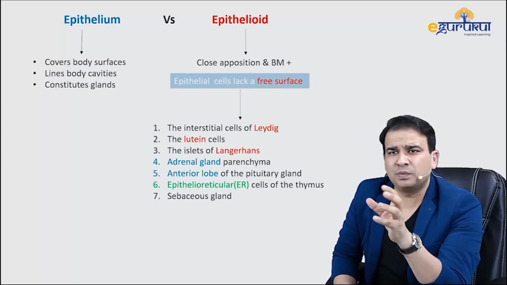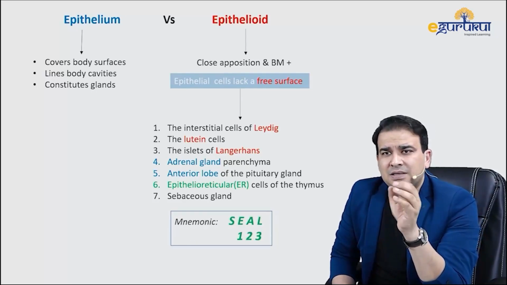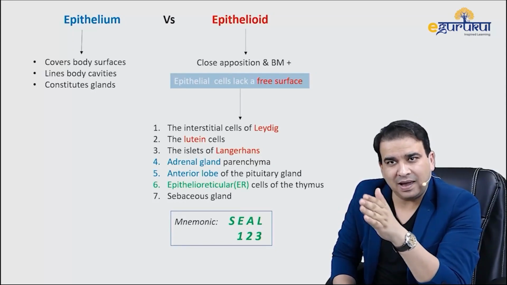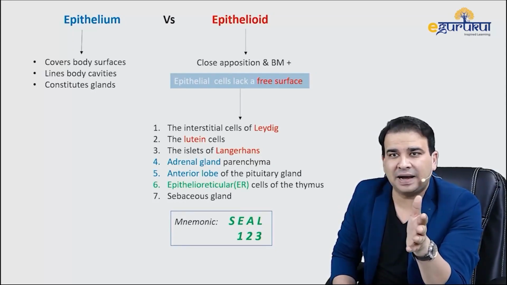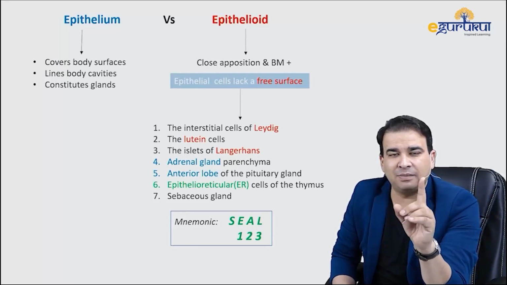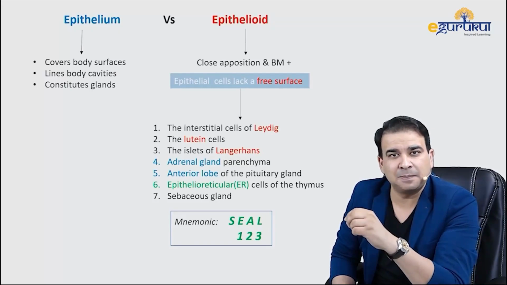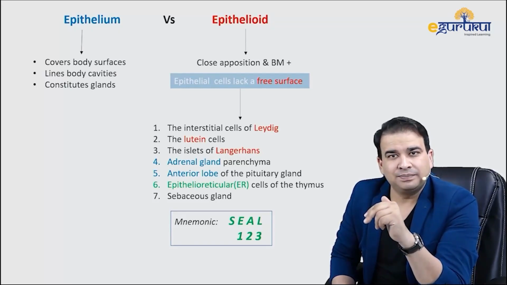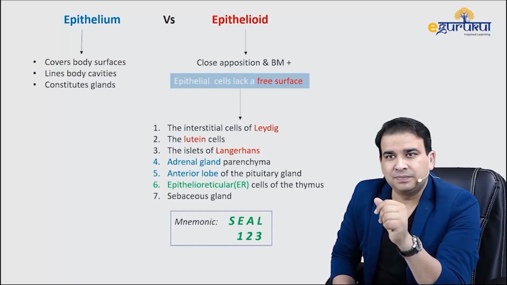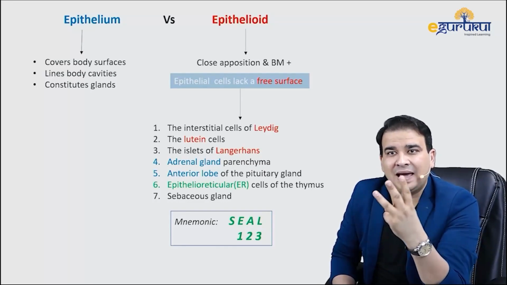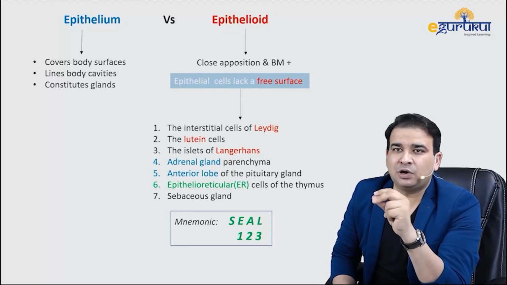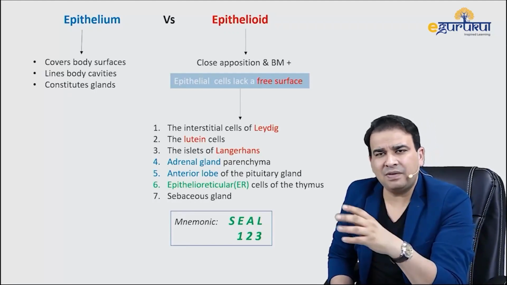Now just a small mnemonic which may help you to remember these: SEAL and just 1, 2, 3. When you say SEAL, I've written 1, 2 and 3 below E, A and L. The S will remind you of the sebaceous gland. E has 1 written below it. What is that? That is epithelio-reticular cells. A has 2 written below it, so we have 2 with the A: the adrenal gland and the anterior lobe of the pituitary. And below L it is 3, so we have 3 Ls over there: Leydig, lutein, Langerhans. So these are the examples of the epithelioids, and we have very limited examples, so it's not difficult to remember them.